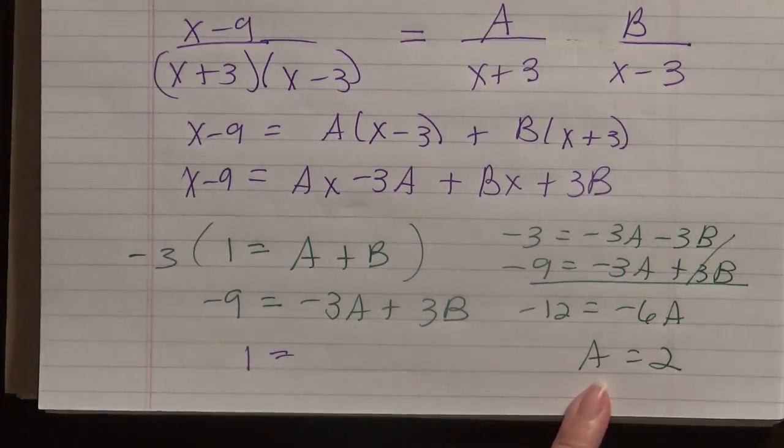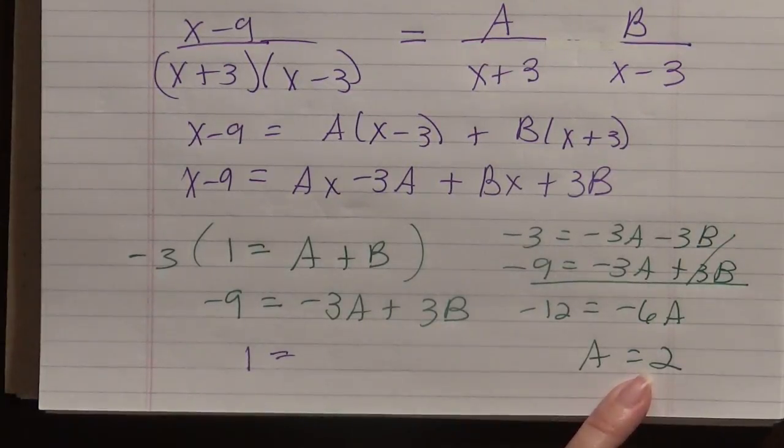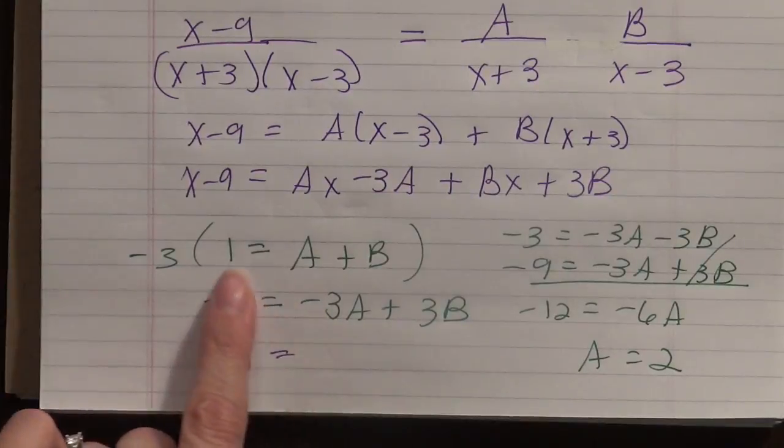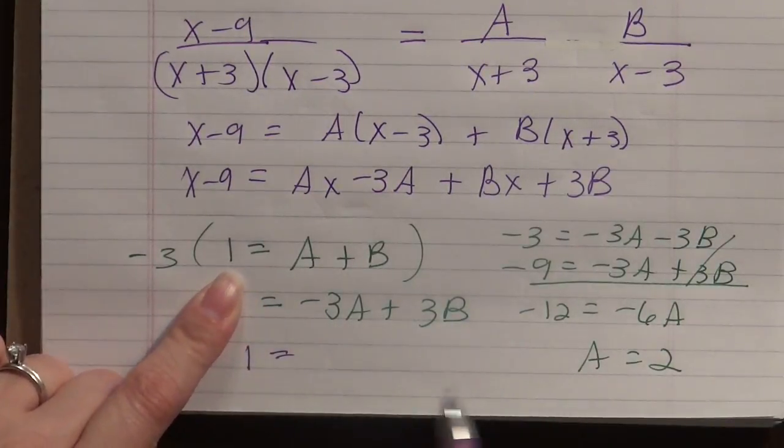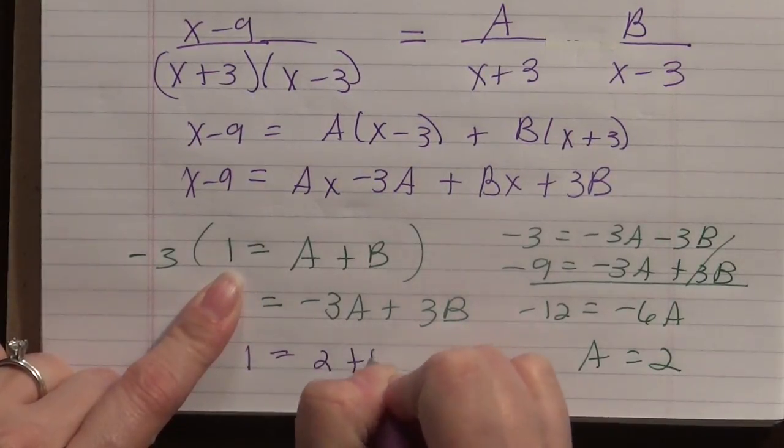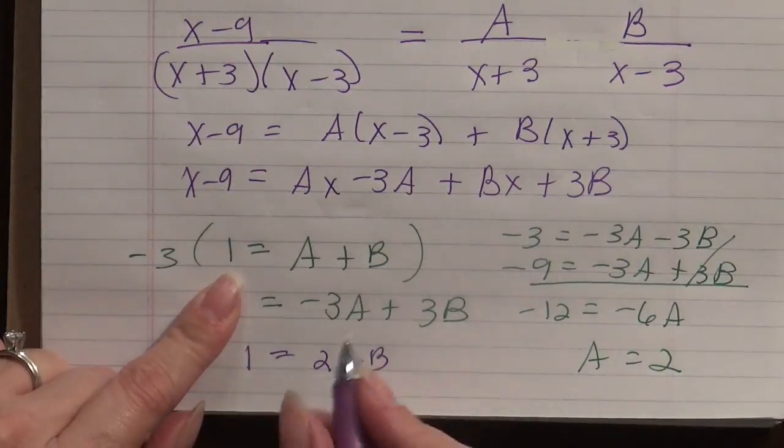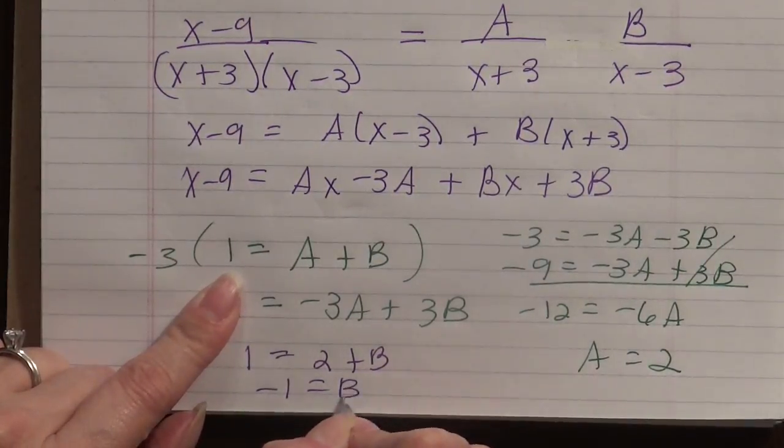So I had just solved for A. I got A equals 2, and then I was about to back substitute 2 back into this equation for A. So that was giving me 1 equals 2 plus B. Subtracting 2 on both sides, negative 1 equals B.